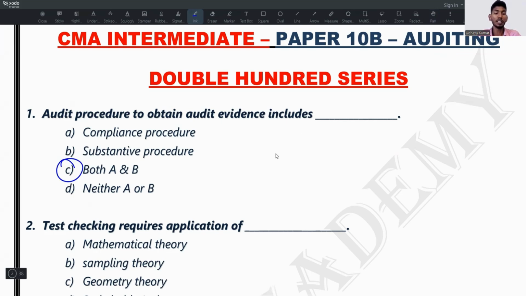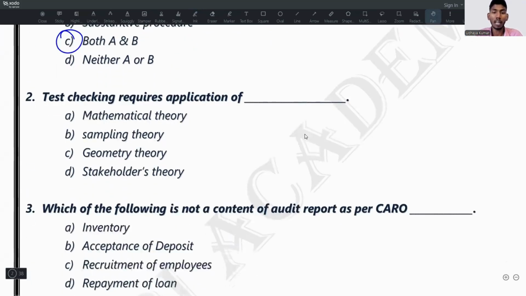Moving to the next question: test checking requires application of. First thing you need to know is what test checking means. Even the term test checking we have discussed in our regular classes, so the students who have watched our regular classes would already know the answer, right? Test checking is a process used by auditors to verify a sample of transactions or records instead of checking every single one. It involves selecting a subset of data to draw conclusions about the entire data set.